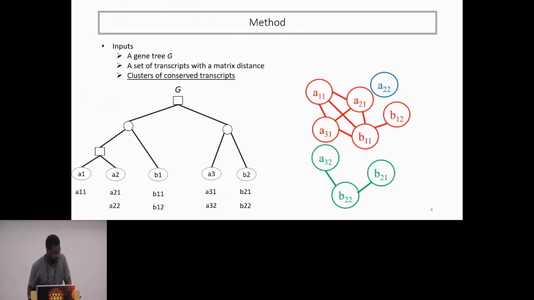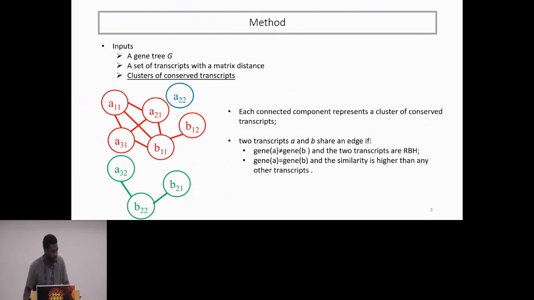So we have a toy example here where each connected component represents a cluster of conserved transcripts, where the nodes represent the conserved transcripts as well. And an edge exists between two transcripts if and only if the two transcripts are derived from distinct genes and the two transcripts are considered reciprocal best hits. Otherwise, if the two transcripts are derived from the same gene, and the similarity between them is higher than any other transcript. So the similarity in terms of distance that can be deduced from the distance matrix of the input.